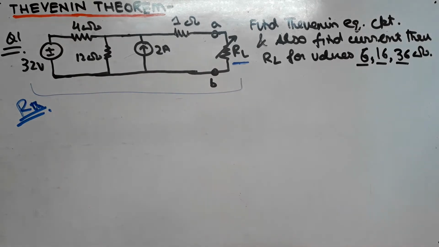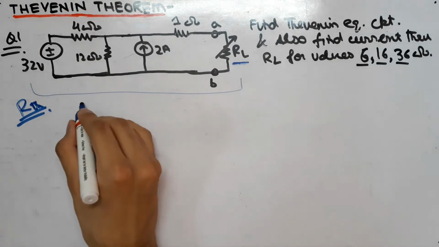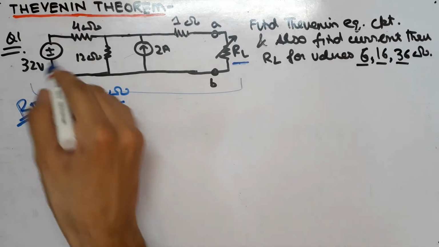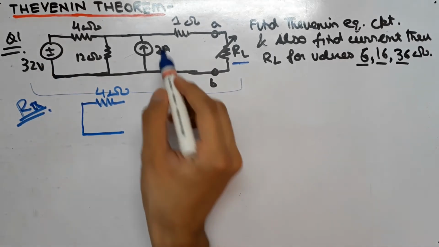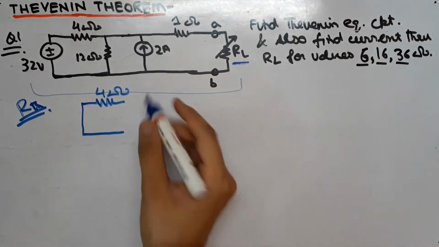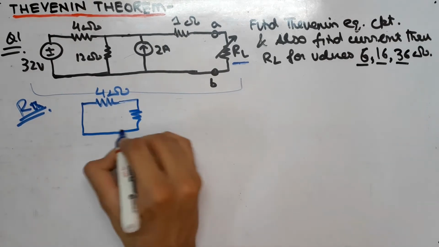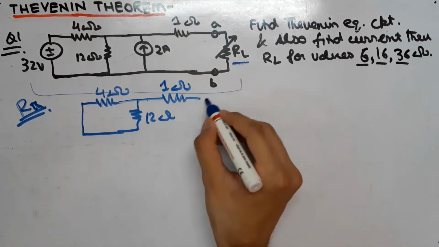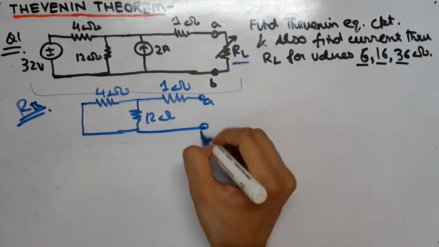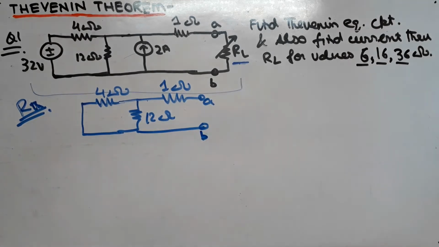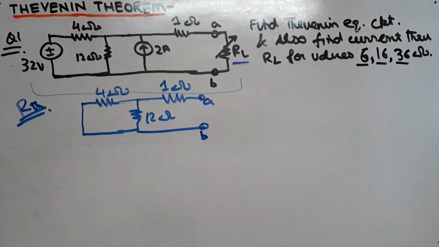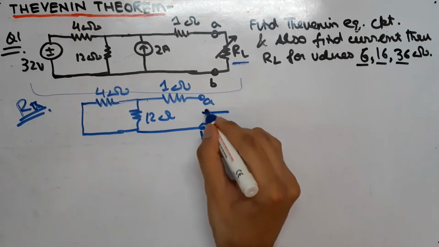For that we are going to remove or turn off all the independent sources. That is, the circuit for RTH will be, the 4 ohm resistor will come over here. We have short circuited the voltage source, and we will open circuit the ammeter part. That is, we will only be left with the 12 ohm resistor over here, and the 1 ohm resistor here, and as we discussed earlier, the A and B terminals will be left open. That is, this will be open circuited. We will remove RL from here. Now RTH has to be found across these two terminals.